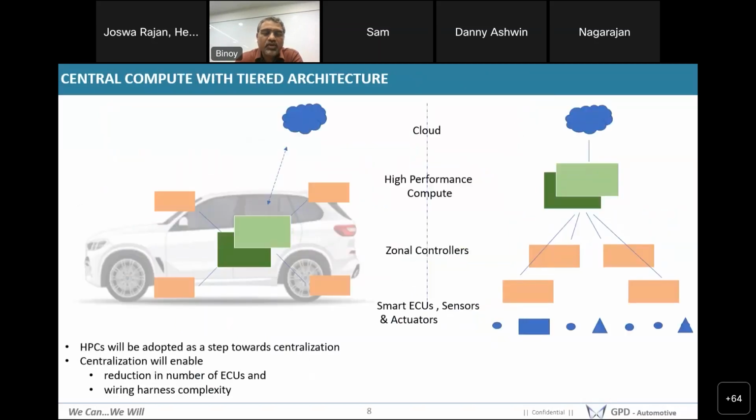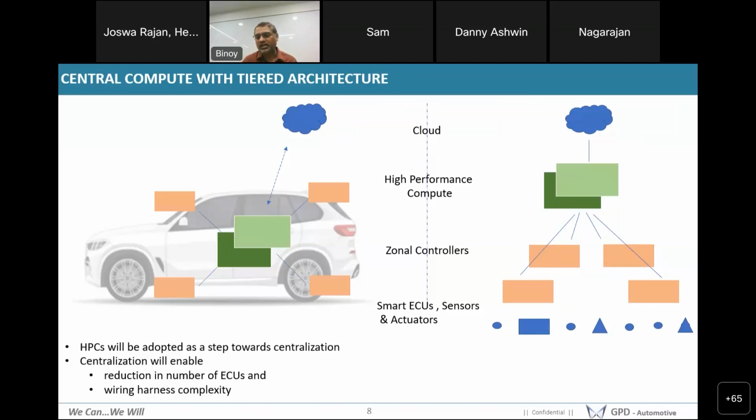Now we started calling these approaches central, zonal, and all, adapting some naming conventions from a cloud perspective. Nowadays we call them high performance computes. High performance computes are central compute systems, probably at 50 60 kDMIPS plus, very high performance computes, which typically run Linux or Android or very high-end operating systems, Adaptive AUTOSAR and AUTOSAR type systems. That's what we call high-performance compute.